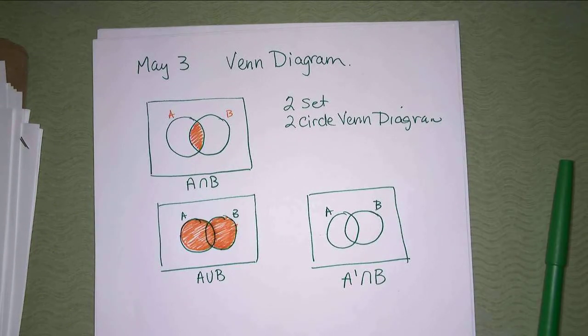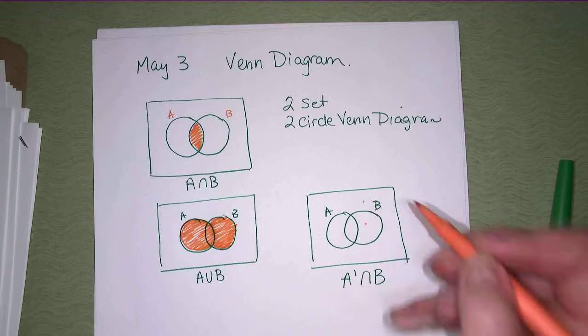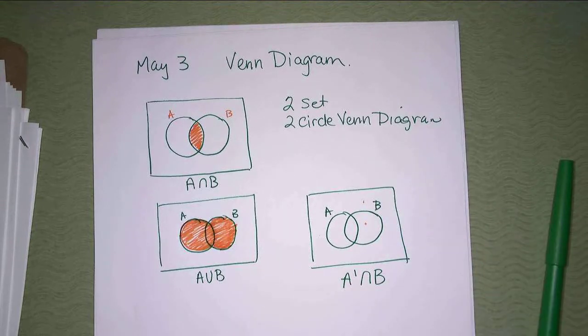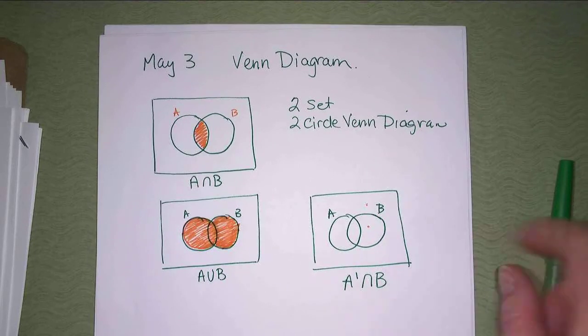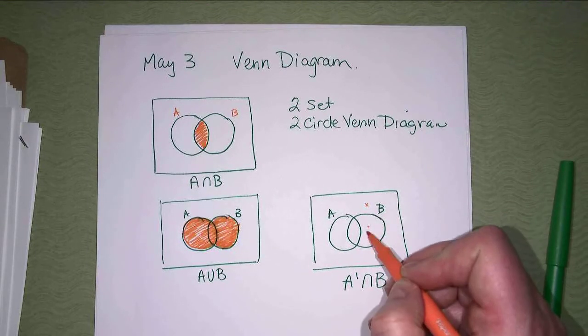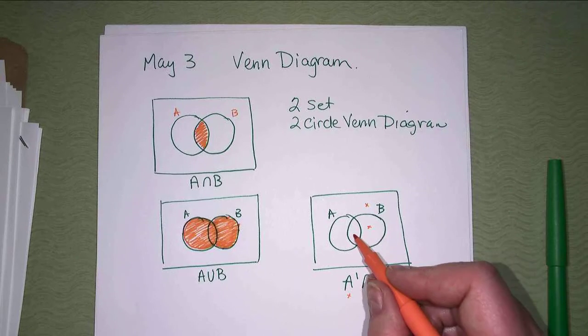What do you think this one would be? So first of all, what's it saying? That little prime, remember, means not in A. So if we're not in A, here's A, this circle, so not in A is here and here. It's outside of B as well, so it's like all of out. But we want the intersection, so A prime would be those two parts. But we want to intersect that with B, and B is here and here.